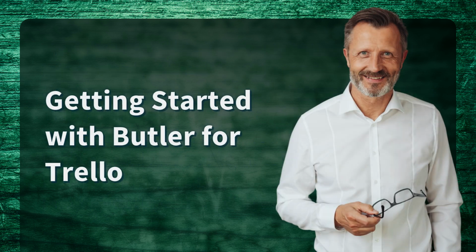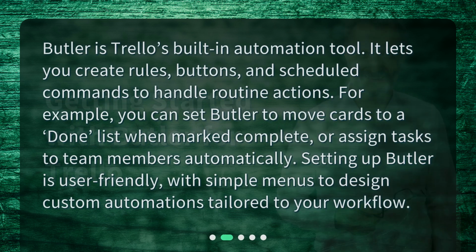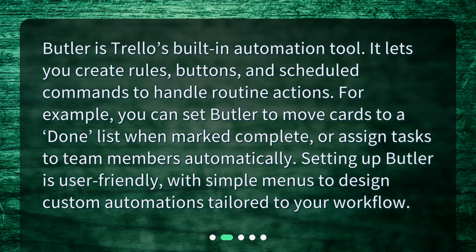Getting started with Butler for Trello. Butler is Trello's built-in automation tool. It lets you create rules, buttons, and scheduled commands to handle routine actions. For example, you can set Butler to move cards to a done list when marked complete, or assign tasks to team members automatically. Setting up Butler is user-friendly, with simple menus to design custom automations tailored to your workflow.